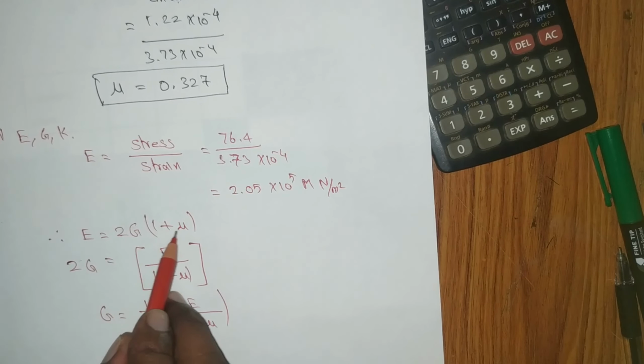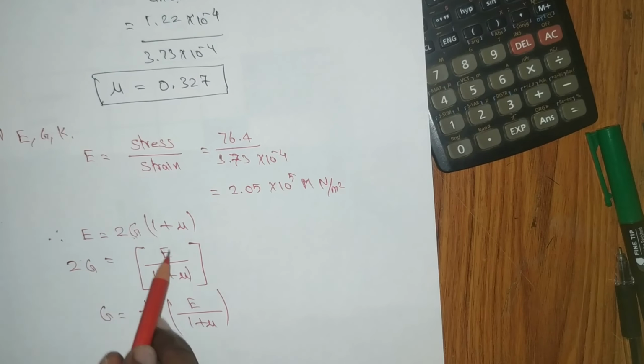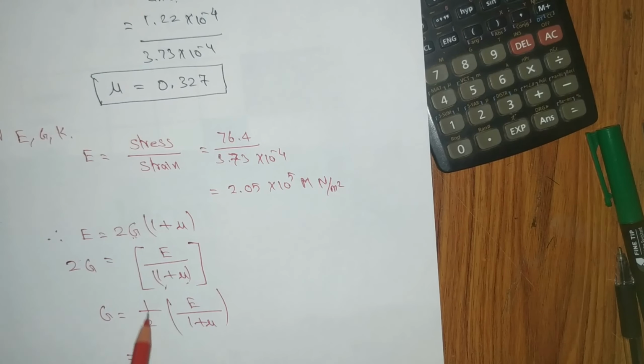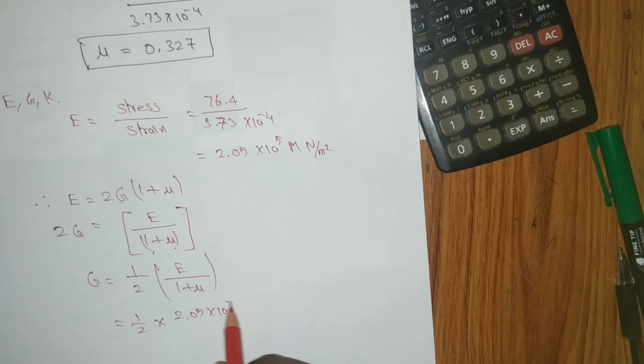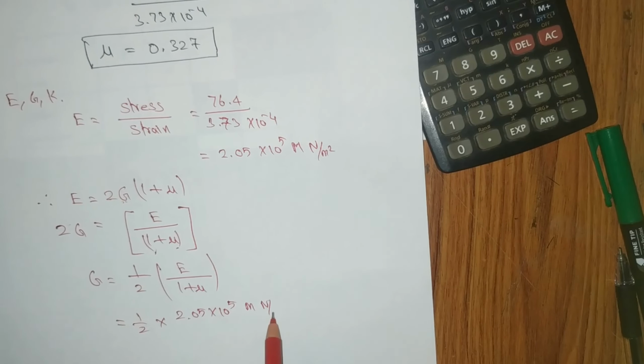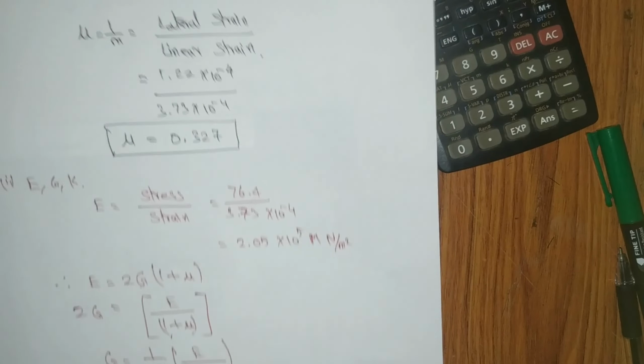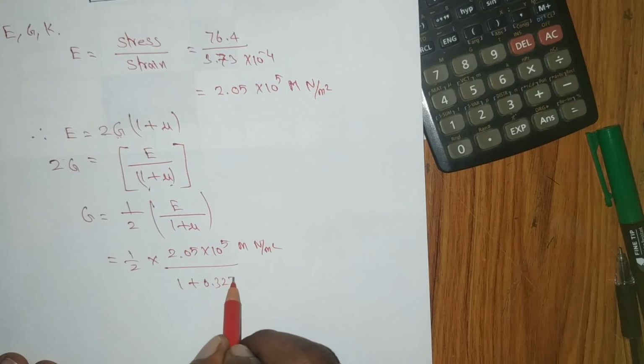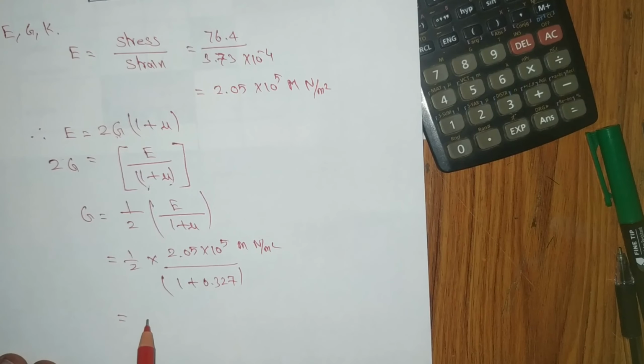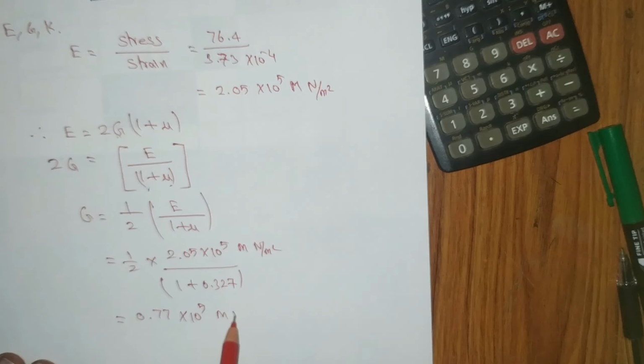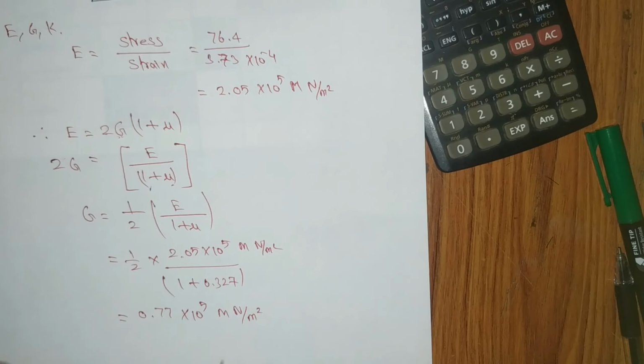So E equal to 2G(1 + mu) is the formula. 2G we keep as E by (1 + mu), so G equal to 1 by 2 E into 1 by (1 + mu). What is the E value? We found it at 2.05 × 10^5 mega Newton per meter square, divided by 1 plus the mu value, 0.327. If you solve this, you will get G equal to 0.77 × 10^5 mega Newton per meter square.